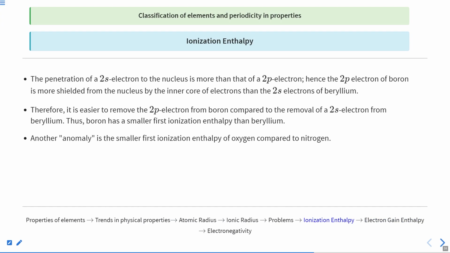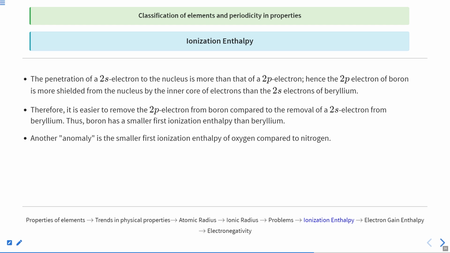Next is ionization enthalpy. The penetration of the 2s electron to the nucleus is more than that of the 2p electron, and hence the 2p electron of boron is shielded from the nucleus by the inner core electrons more than the 2s electron of beryllium. What is being said here is that first of all, the 2p orbital is more diffused in shape, and second, the 2s electrons that come before the 2p electrons shield the 2p electrons more efficiently because of their uniform shape. That is the reason for the lower ionization enthalpy. Thus, it is easier to remove the electron from the 2p orbital.